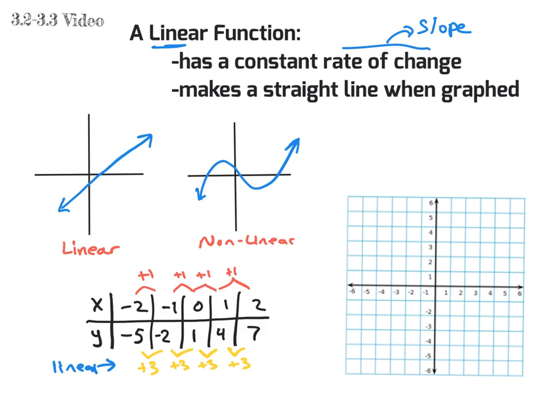I could also make a graph of this. I'm going to graph these 5 points on my grid to the right here. So to graph -2, -5, I'm going to go left 2, and I'm going to go down 5. 2, 3, 4, 5. And so I'll put a point right there.